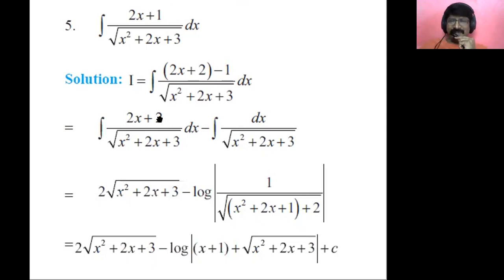Yes, very good. You can take it out like simply 2 root of x square plus 2x plus 3 minus, and now you can do this by basically completing the perfect square. Log of, basically, 1 upon 2 taken out common, log of mod of 1 upon root of x square plus 2x plus 1 plus 2. And once you simplify this, you're simply going to get this as an answer. Okay, I hope you understood this sum.